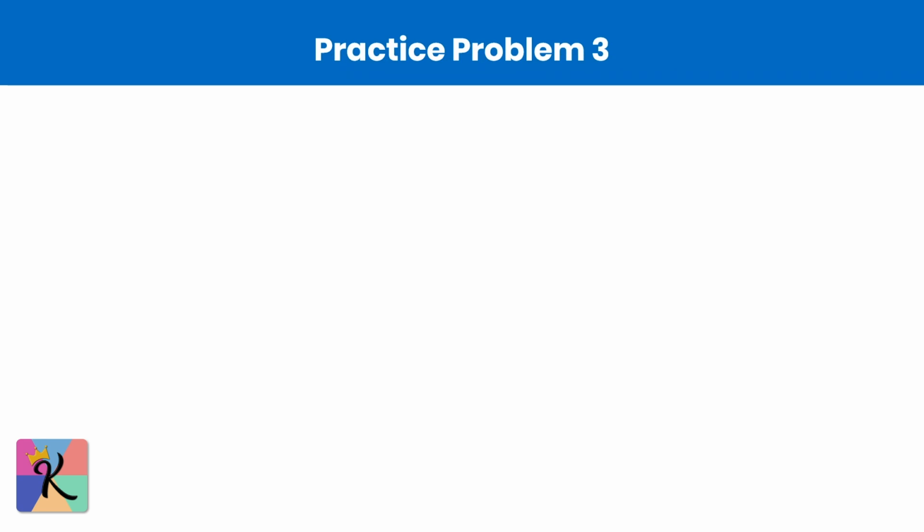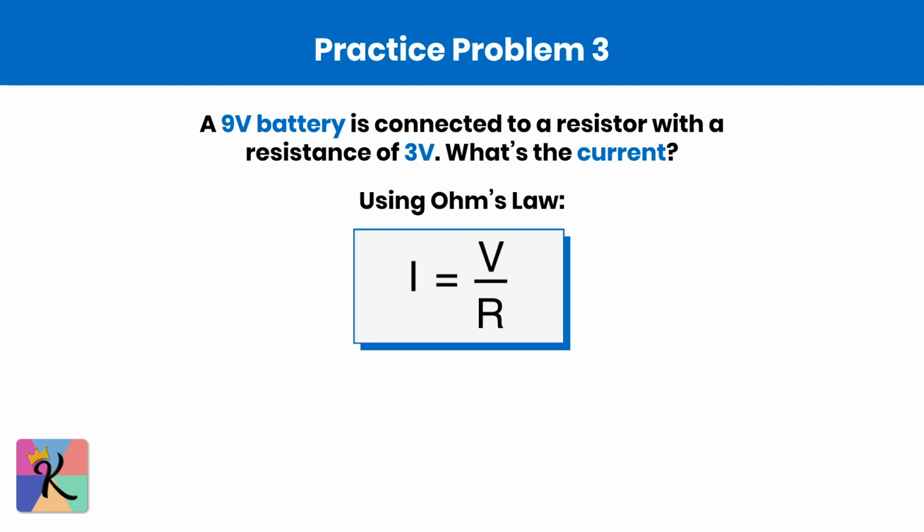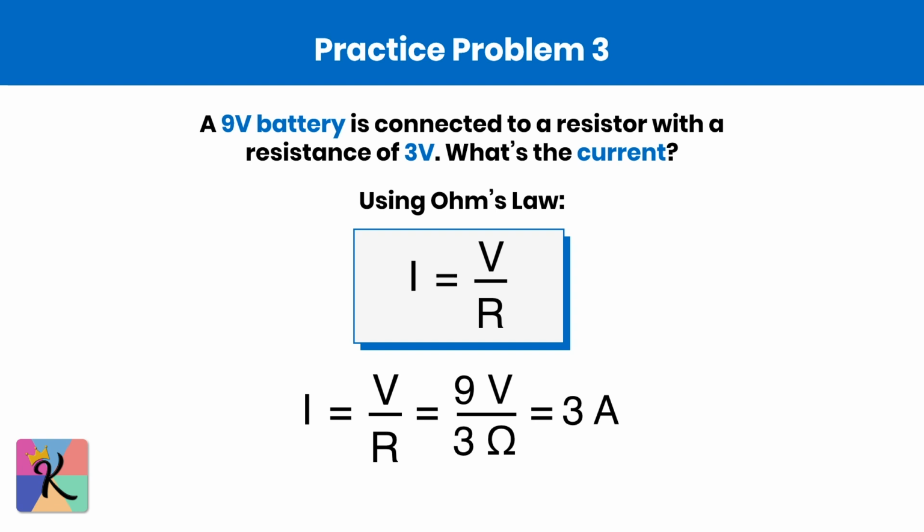Here's another practice problem. A 9-volt battery is connected to a resistor with a resistance of 3 ohms. What's the current? Using Ohm's law, I equals V divided by R. Substituting the values, I equals 9 volts divided by 3 ohms, which equals 3 amperes.